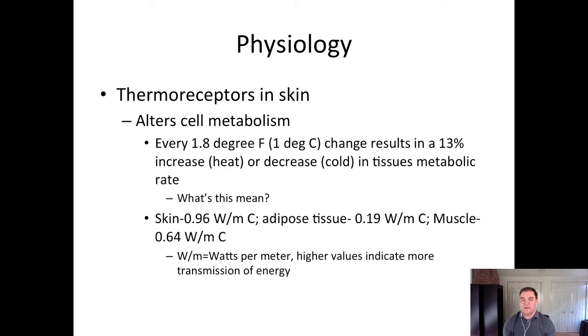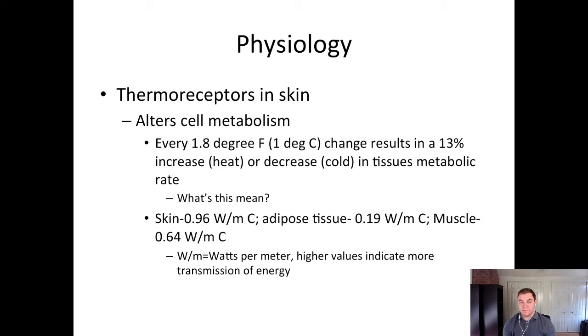So some basic physiology here. We have thermoreceptors in the skin that alter cell metabolism. Almost every 2 degrees Fahrenheit change results in about a 13% increase with heat or decrease with cold in metabolic rate. So if a tissue's metabolic rate either speeds up or slows down, what does that actually do to the human body? Again, in your head, what are you thinking? What does that actually do?